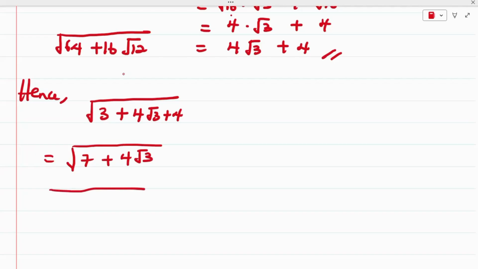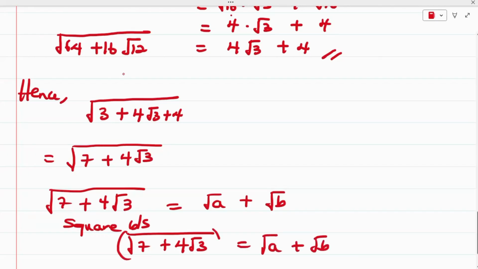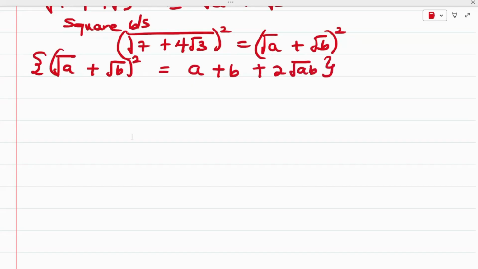So we can easily say that for 7 plus 4 root 3, applying the property of nested radicals, we have this to be the root of a plus the root of b. So the next thing we want to do is to simply square both sides. So we have the square root of 7 plus 4 root 3 equal to the root of a plus the root of b. So squaring both sides, we know that if we apply this property, which says the root of a plus the root of b all squared is equal to a plus b plus 2 into the root of ab, we're going to apply this to the right hand side of the equation. So we have, this is going to cancel out this.